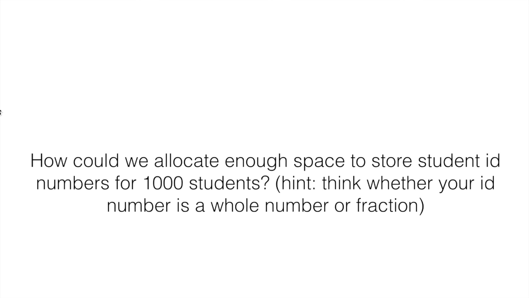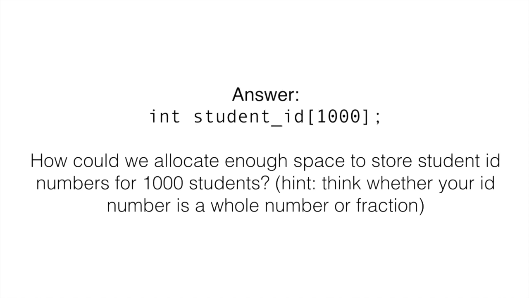Here's another pop quiz. How could we allocate enough space to store student IDs for 1,000 students? Let's assume that student IDs are whole numbers and not fractions. Again, take a moment to think and pause the video if you like. Ready? Here's how. We could declare an array of int, which is good at storing whole numbers. Here I named it student underscore ID. I'm sure you could think up an equally creative and descriptive name. And here we indicate that we can store up to 1,000 elements inside that array.